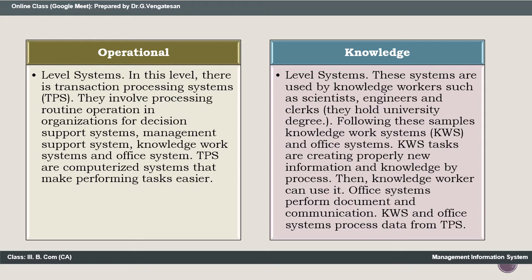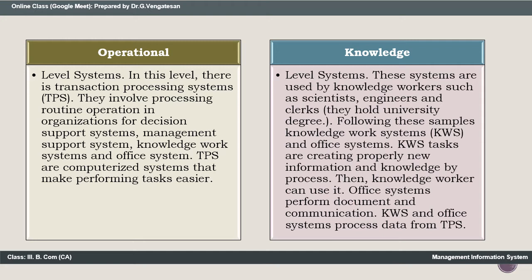So this operational level will be done at the lower level of management, where all the day-to-day transactions will be entered with the help of the transaction processing system, that is TPS. This transaction processing system will record all the transactions on a daily basis, and it will help the management with the information for the decision making process, management supporting factors, knowledge work system, and finally office system. Generally, this operational system is a computerized system, made computerized to make the work easier. That is what we have about the operational support system.